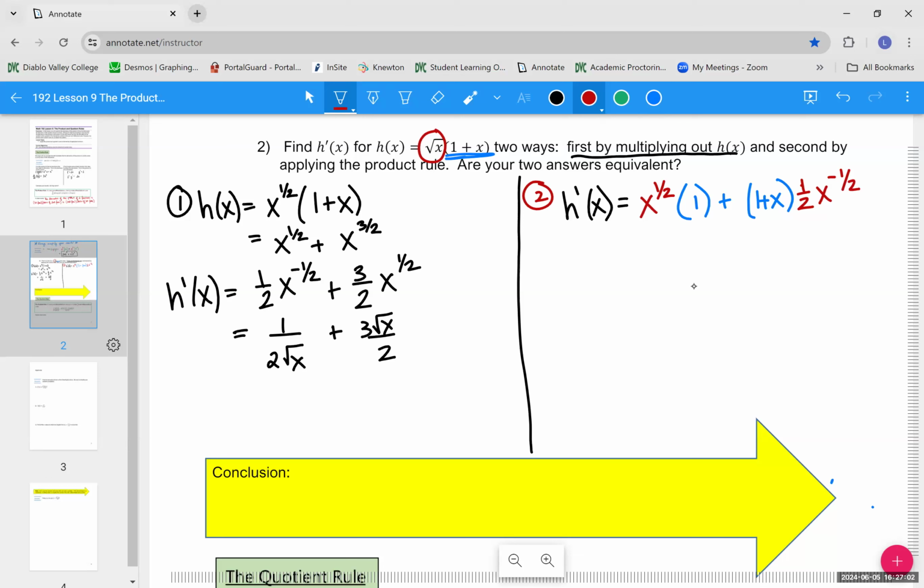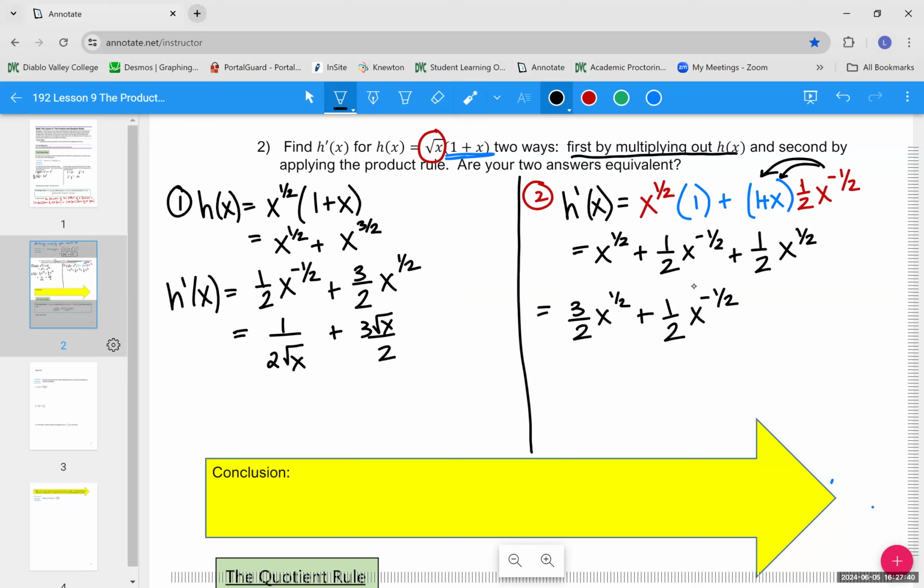Now we definitely have a couple things to do to simplify here. I'm going to need to distribute this 1/2 x to the negative 1/2 first. So I'll have 1/2 x to the negative 1/2 plus 1/2 x, let's see, x times x to the negative 1/2. I add those exponents. And then I have some like terms. I have 1x to the 1/2 here plus 1/2 x to the 1/2 there. So that would be 3/2 x to the 1/2 plus 1/2 x to the negative 1/2.